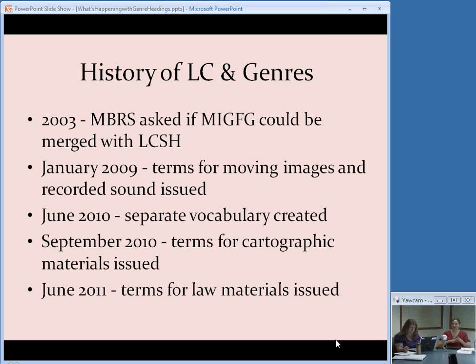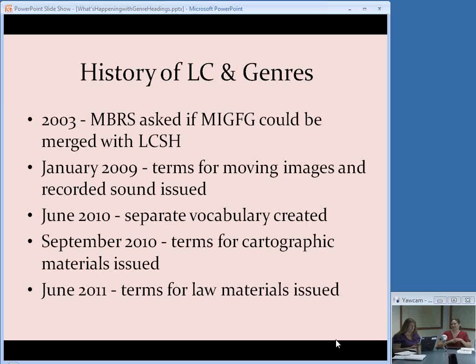And they thought that was a good idea, and so I think it was maybe actually 2007 when they started work on these new terms, and these dealt with moving image terms, and I think they also had recorded sound as well. And it wasn't until 2009 that these terms were officially issued as part of the Library of Congress subject headings.